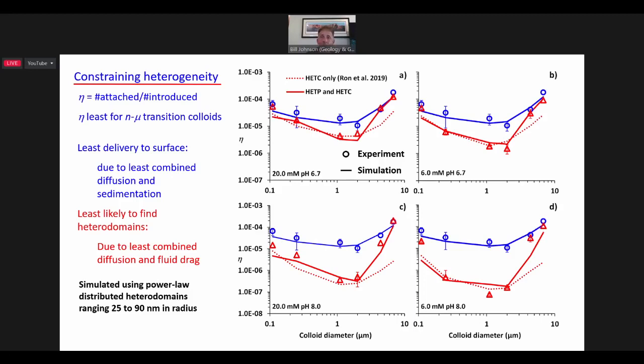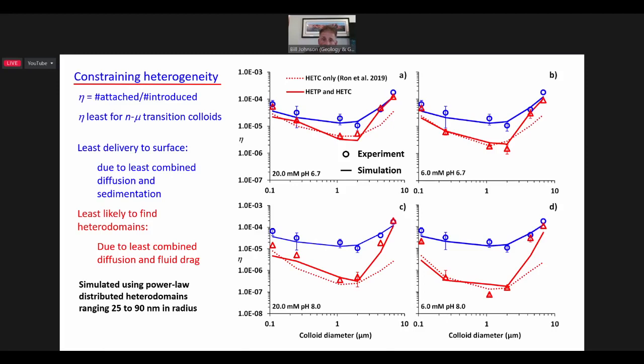And what we find is we can explain it. That's what these lines are. They're simulations, and they assume power law distributed heterodomains ranging in size from 25 nanometer to 90 nanometer in radius. So we can back out attributes of these surfaces using that approach. That's great, but that alone isn't very convincing that we're doing something useful.